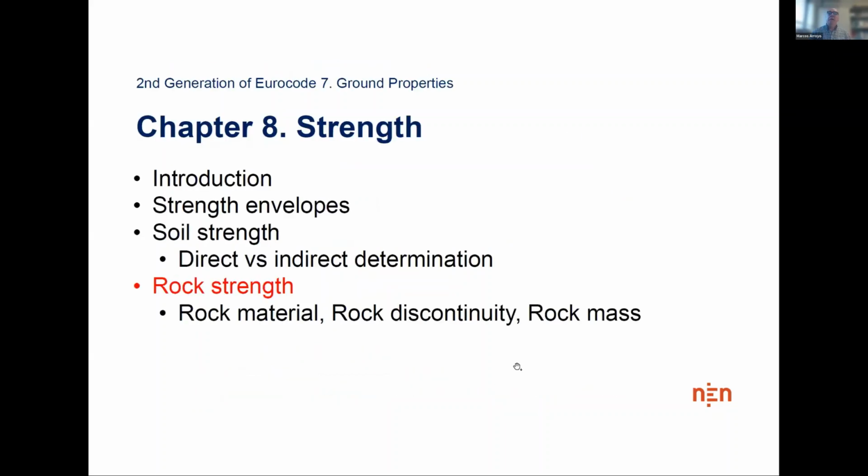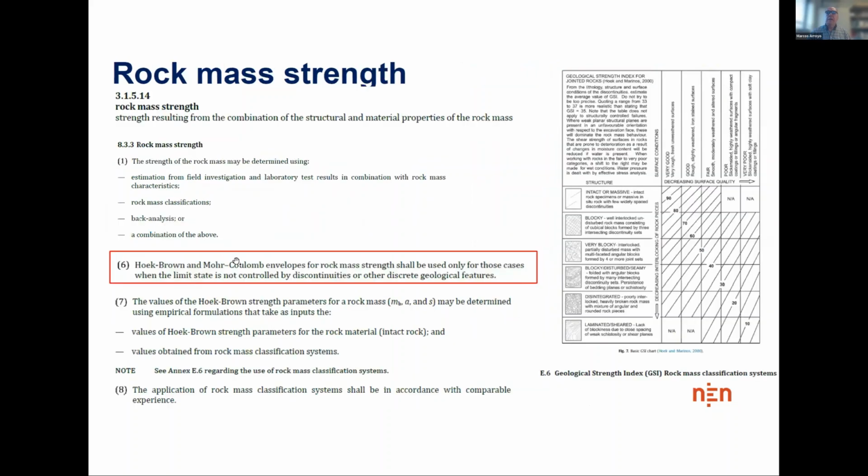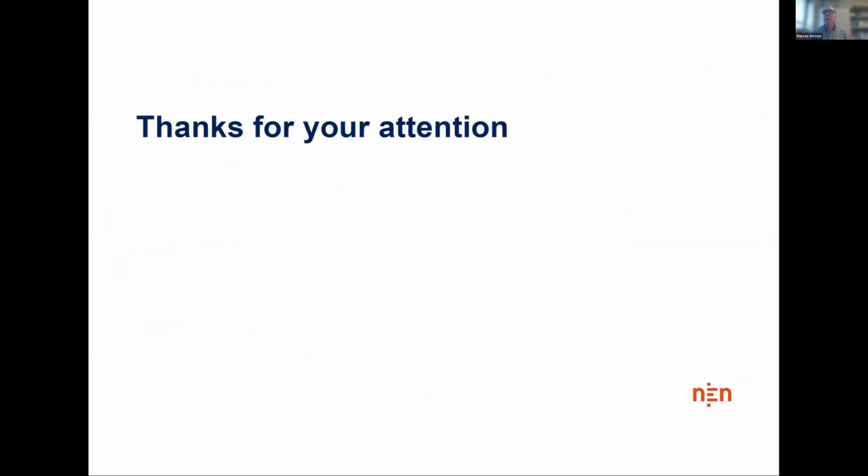Well, I'm finishing now, Gert, just with a couple of things about rock strength. Just saying that there are tables in which there are also references to lab or field tests. Here we don't have ISO standards, so ISRM procedures are referenced systematically in Annex B5. When you consider rock mass strength, this is another novelty. Reference to classification schemes are also included. This graph particularly is not included in the code, but this reference is pointed out as one possibility. I mean, the Geological Strength Index is referenced. So that is all for me. Thank you very much for your attention.